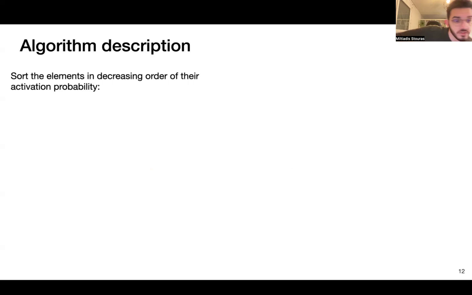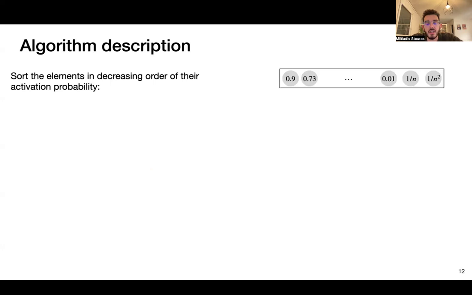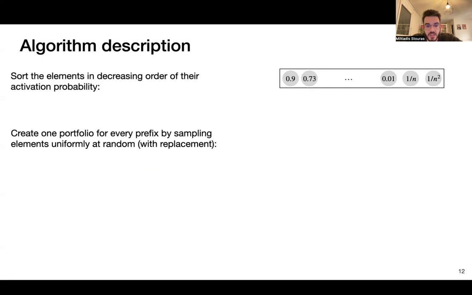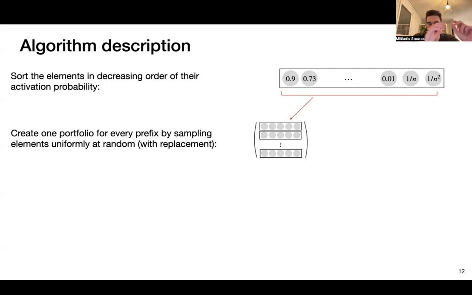We're going to sort our elements in decreasing order of their activation probability. And then we're going to go through all prefixes of this order and create a portfolio for each one of the prefixes, right? So now, I'm starting with the whole prefix and with the whole ground set, and then I'm going to look at the smaller prefixes. And every time we simply uniformly randomly sample an element with replacement until we have picked at most R elements for every solution.